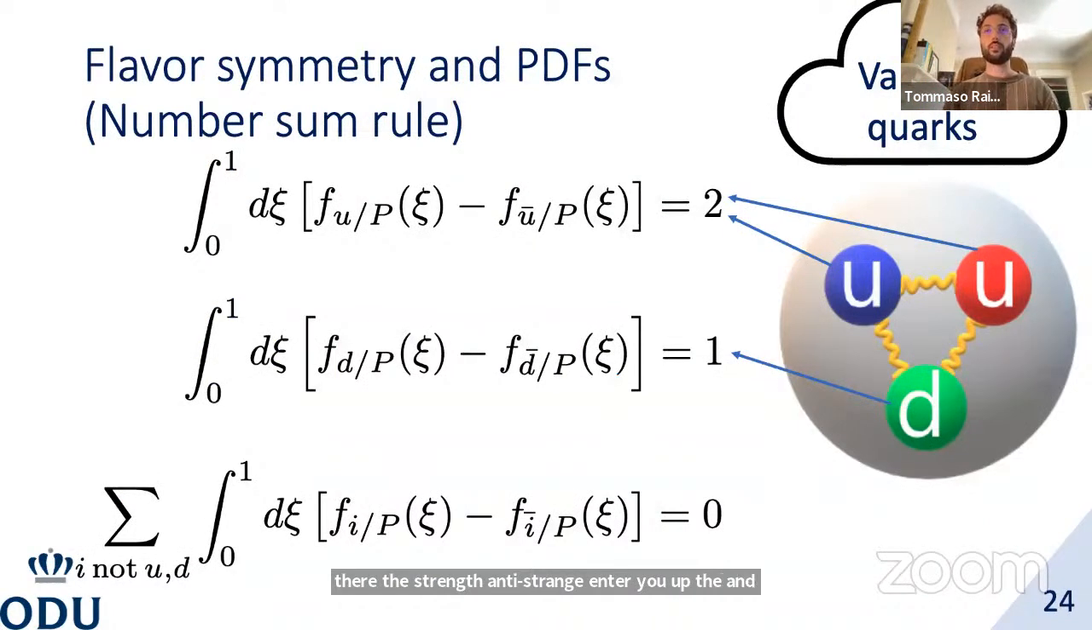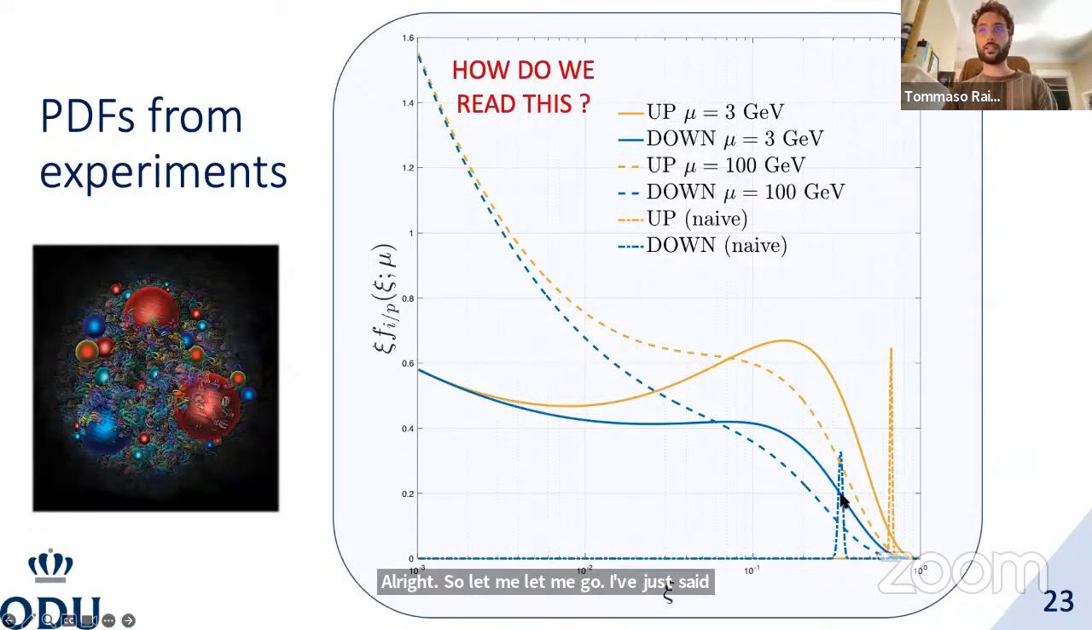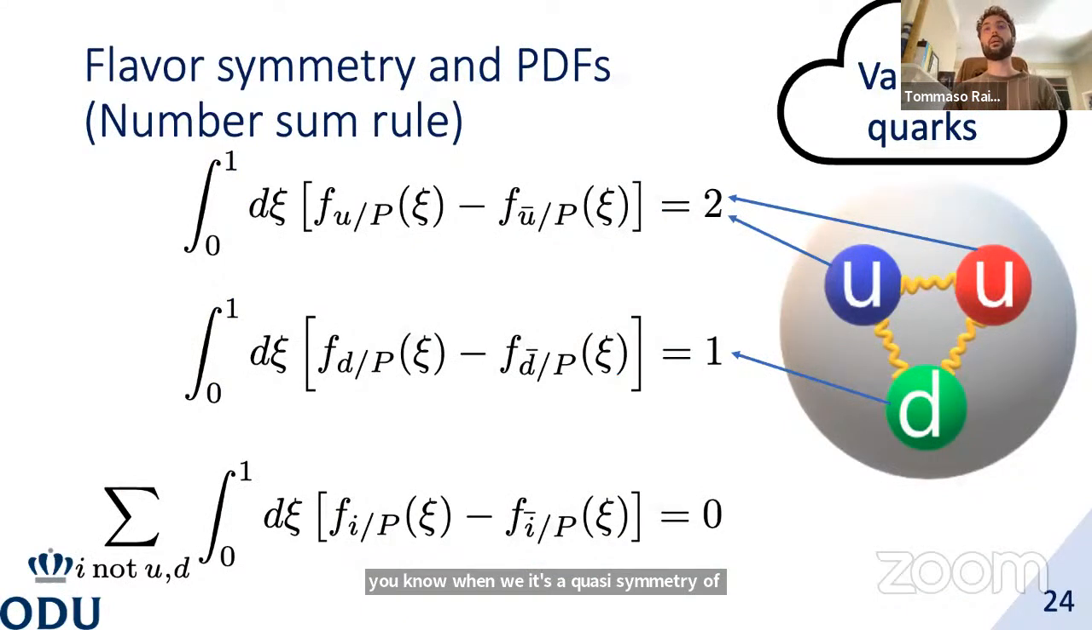All right, so let me go on. I've just said that things are not like we expect, but we know that flavor symmetry is roughly true, in the sense that it's a quasi-symmetry of nature. Also, from experiment, let's say we measure the charge of the proton, we measure it to be 1. And in the quark model, if you have 2 up quarks and 1 down quark, we saw earlier that it does add up to 1.